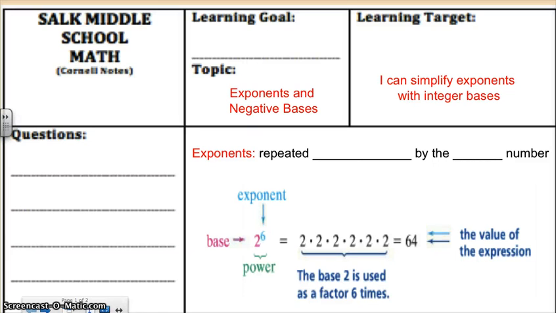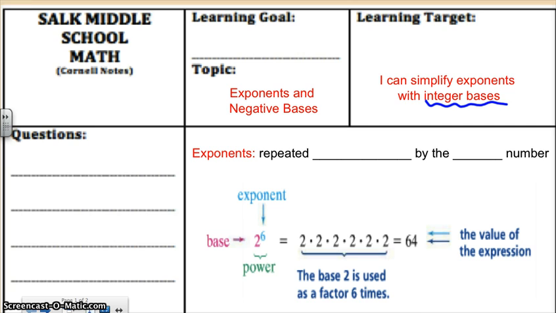All right, we are moving on to kind of an isolated unit from what we've been working on. We're going to touch base on exponents and negative bases. Your learning target today: you can simplify exponents with integer bases. Remember, integers just mean positive and negative whole numbers. Integers are whole numbers and their opposites is the actual definition.